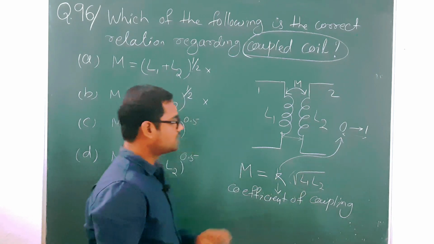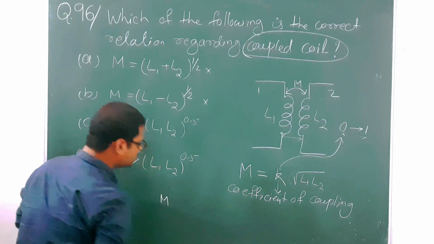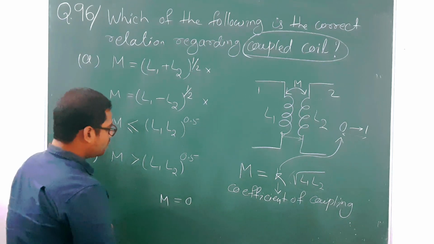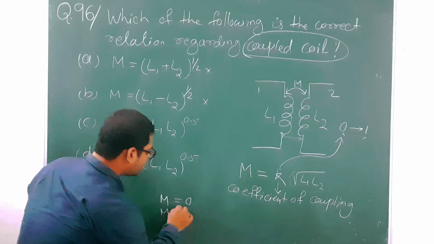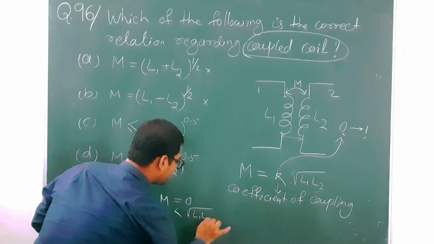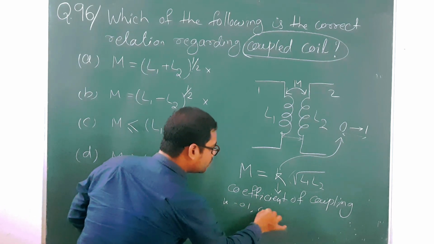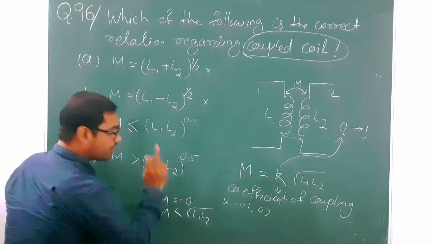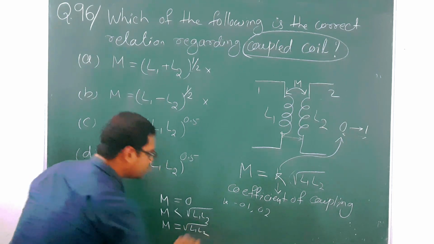From the mathematical expression we can find that your M value may be equal to 0, and if any fractional value is there, then your M value must be less than your L1 and L2. Fractional value means if the K value is 0.1, 0.2, like that. And if the K value is 1, at that time your M is equal to root over of L1 L2.